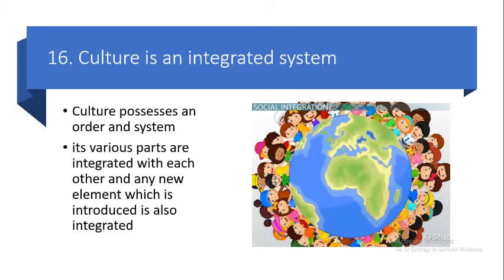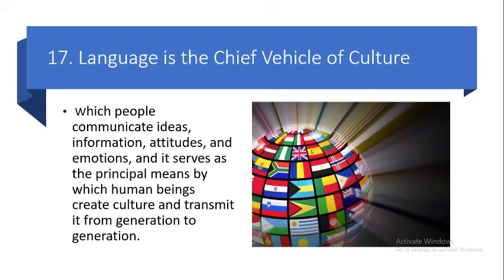The sixteenth is culture is an integrated system. Culture possesses an order and system. Its various parts are integrated with each other, and any new element which is introduced is also integrated. And the last one is language is the chief vehicle of culture. Man lives not only in the present but also in the past and future because he possesses language, which transmits to him what was learned in the past and enables him to transmit accumulated wisdom to the next generation.